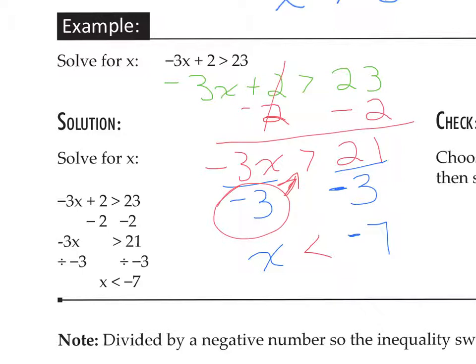So just to review, if you divide, and you will do both sides, if you divide by a negative, and it happens when you're trying to get the coefficient off the x, if you divide or multiply by a negative, you have to flip the direction of the symbol. So greater than became less than, and we ended up with x is less than negative 7.